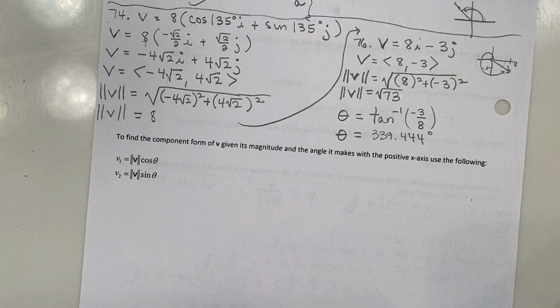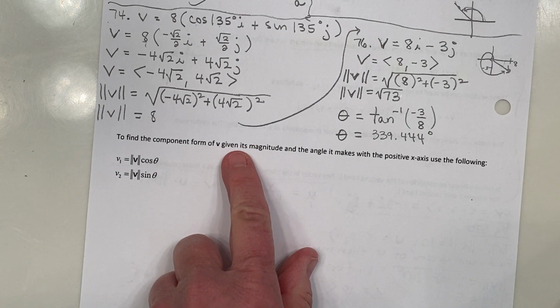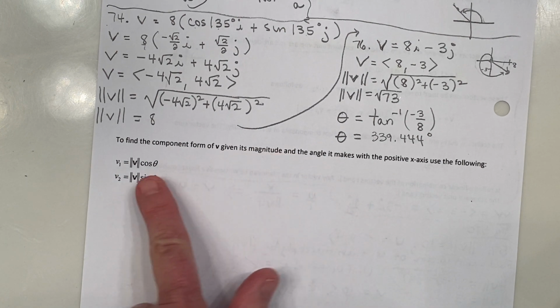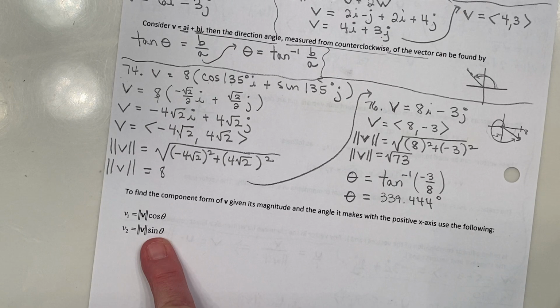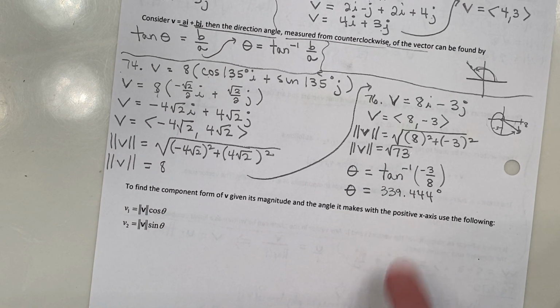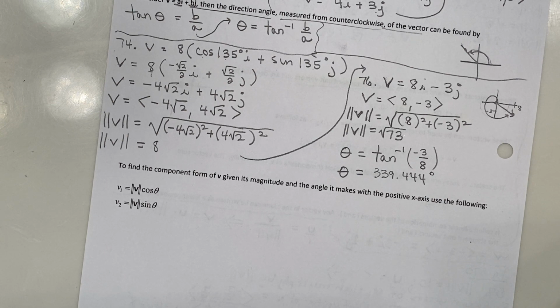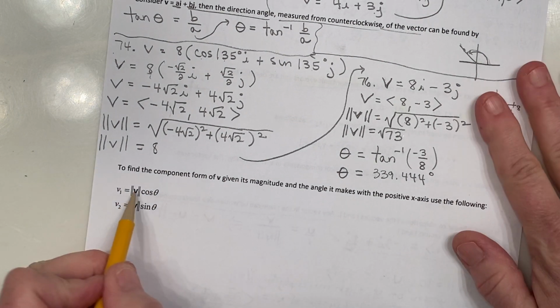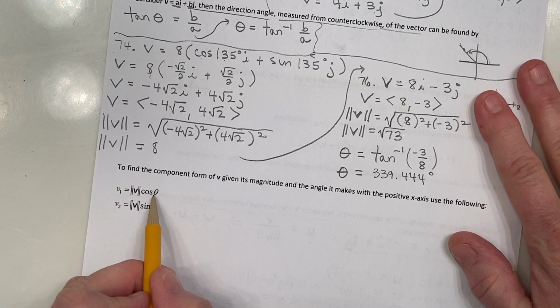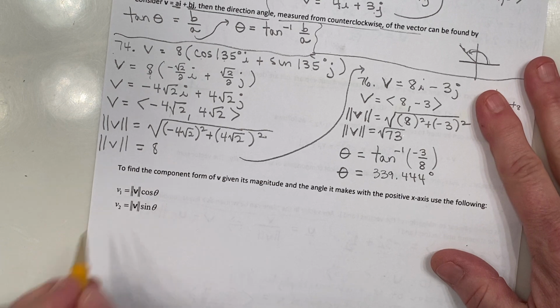Another way to find the component form of a vector v, if we have its magnitude and the angle it makes with the positive x-axis, is to use the following two formulas. So it's really important you ask, what do I have? What are the formulas, and which one should I access? So if I've got the magnitude and the angle, I can use these formulas.